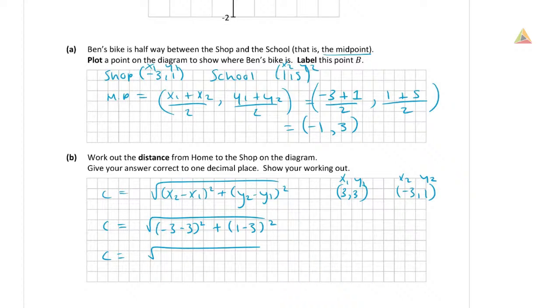So then we get minus 3 take away 3 is minus 6. Minus 6 squared is 36. Plus 1 minus 3 is minus 2. Minus 2 squared is 4. So c is equal to the square root of 40. Now it says correct to 1 decimal place, so you need to put that into the calculator. When you do, you will get a value of 6.3 centimeters, and that's the answer.